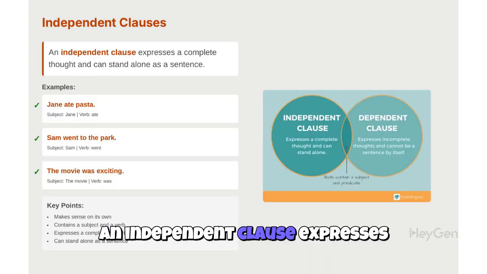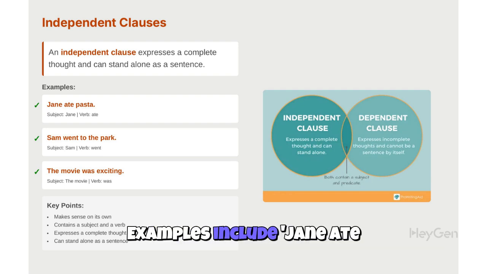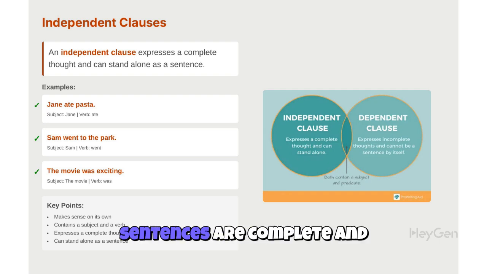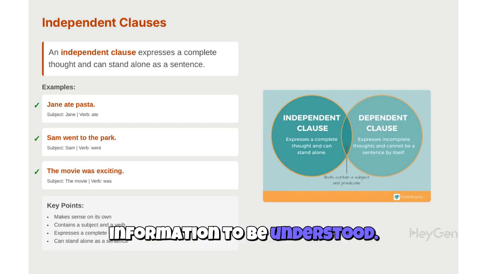An independent clause expresses a complete thought and can stand alone as a sentence. It contains a subject and a verb, making sense on its own. Examples include, Jane ate pasta and Sam went to the park. These sentences are complete and do not require additional information to be understood.